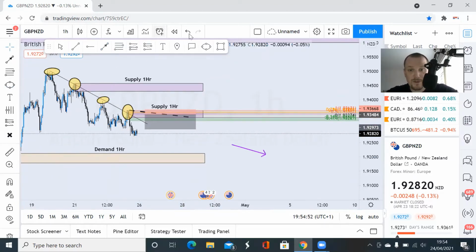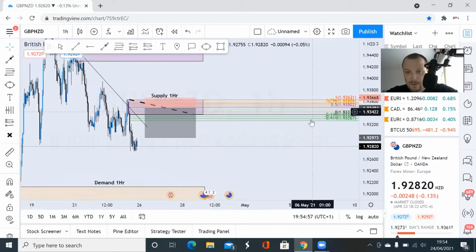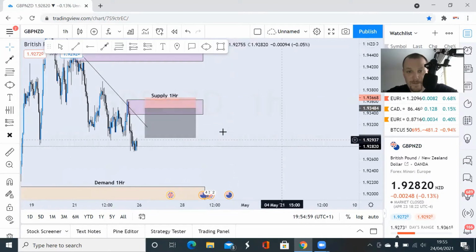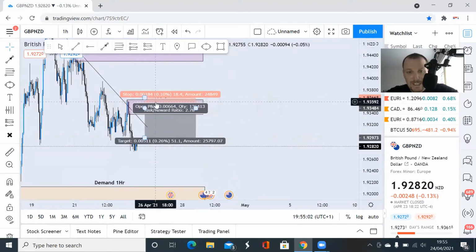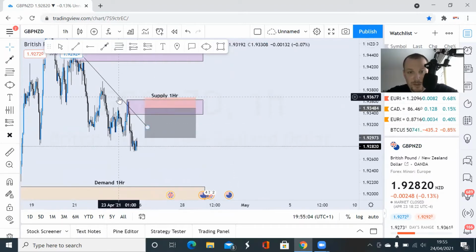Okay, so get those bits out. Now what we've got, let's get into the nuts and bolts, get rid of that there. We've got a stop loss of nearly 18 pips. Again, it's just pushing just above. We'll factor in the spread for our broker.